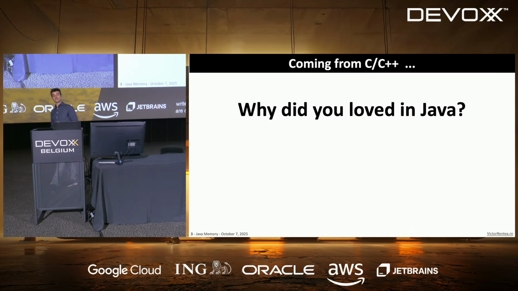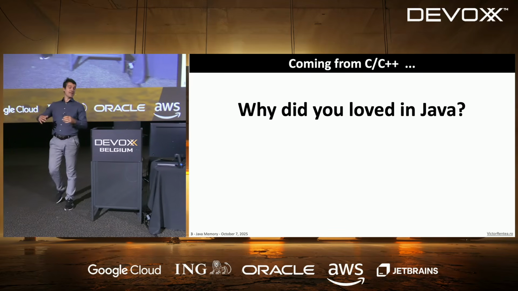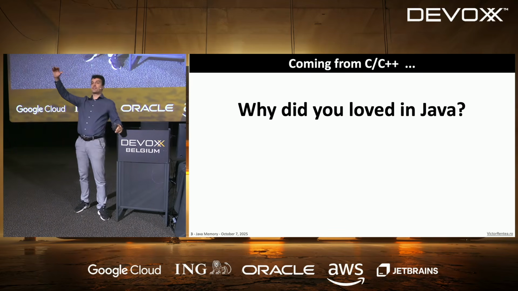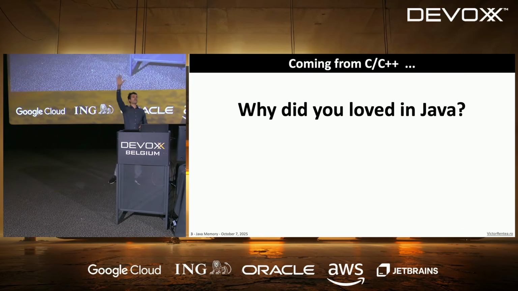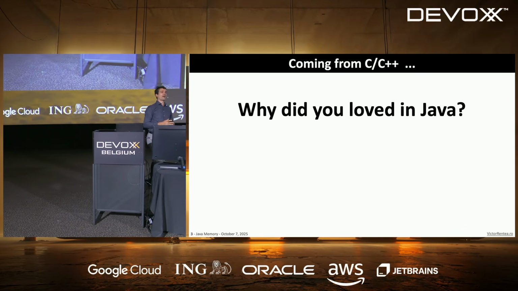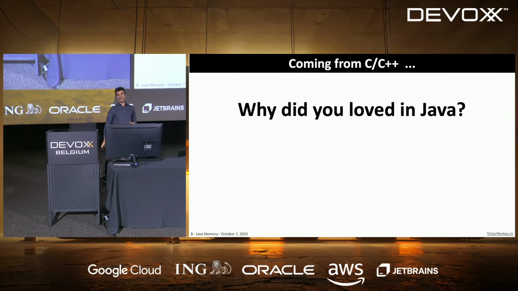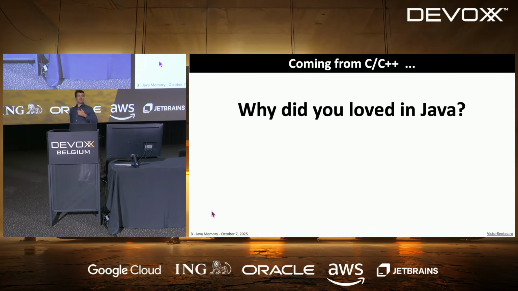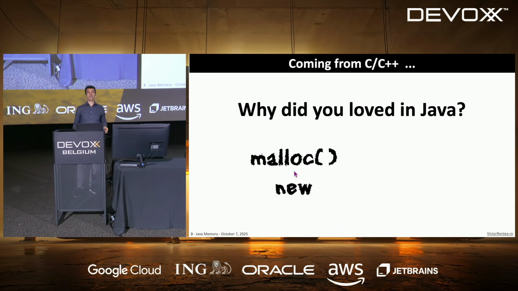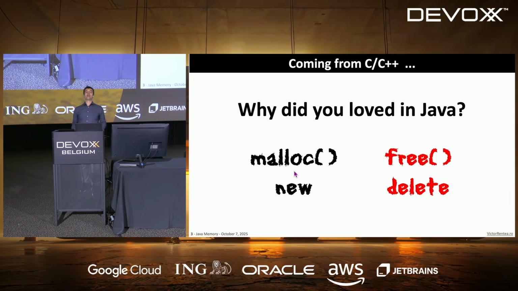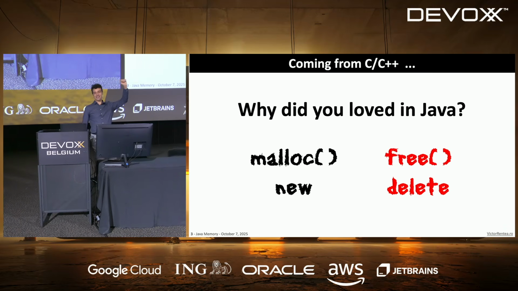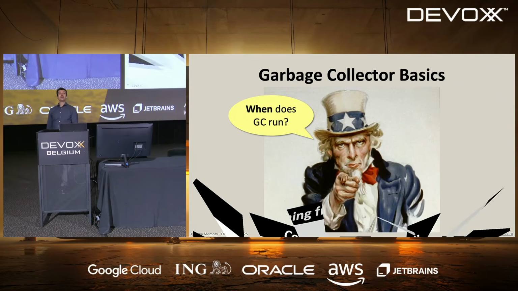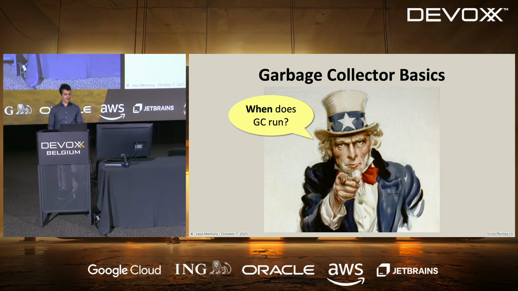Good. So, anyone of you came from C++ to Java? From C to Java? How did it feel? Why didn't you go back? When I started Java, I loved the fact that I didn't have to malloc and then forget to free. Anyone in the room ever forgot to free memory in C++? Excellent. Wonderful. So, let's warm up a bit the brain. It's still morning for many of us.